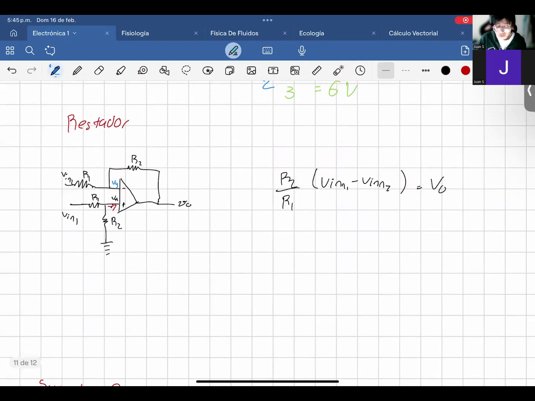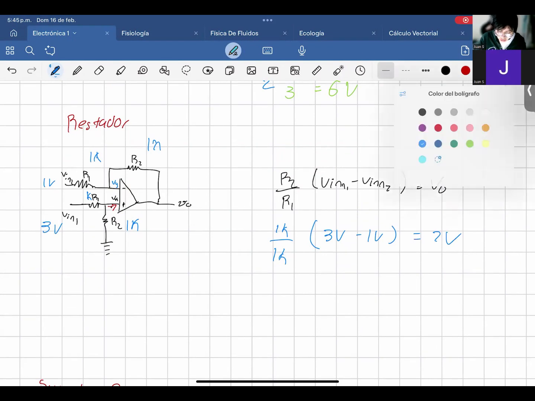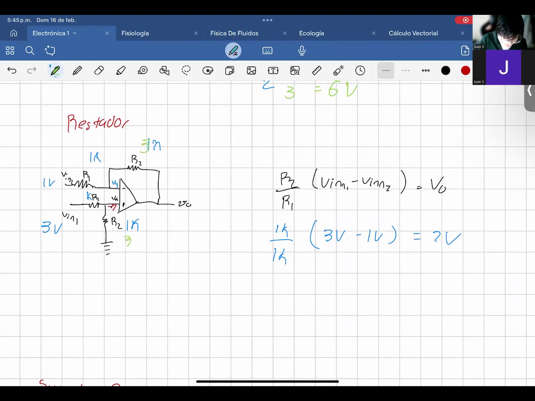So R2 and R1 would be the same. So we could say 1K, 1K, 1K, and 1K. So 1K over 1K times, let's say the positive voltage is 3 volts and the other 1 volt. So 3 volts minus 1 volt would give us 2 volts in this configuration. But also, for example, this could be 3K, 3K and 3K or 1K.